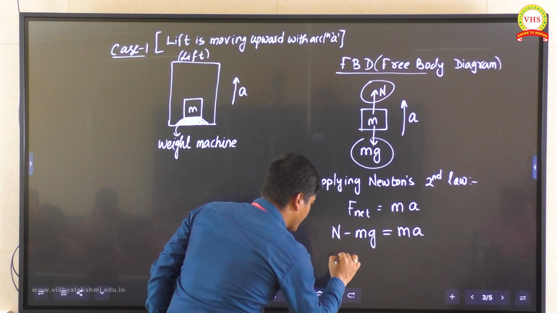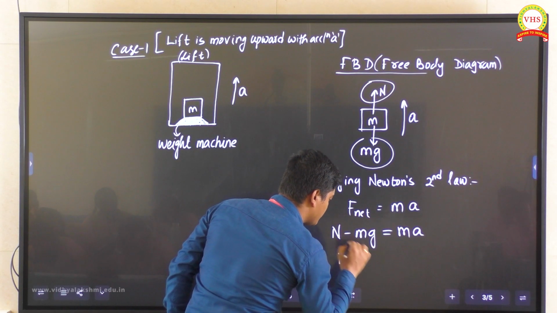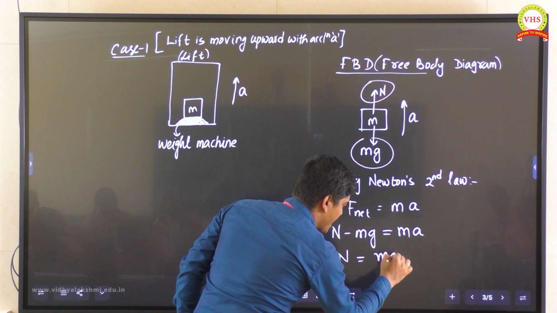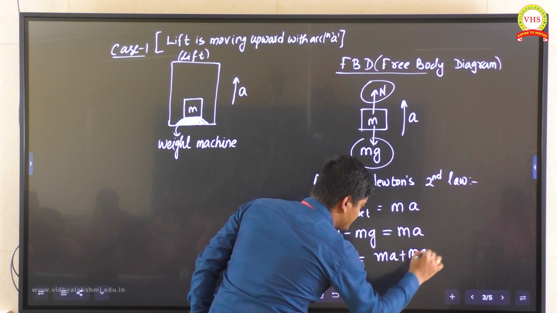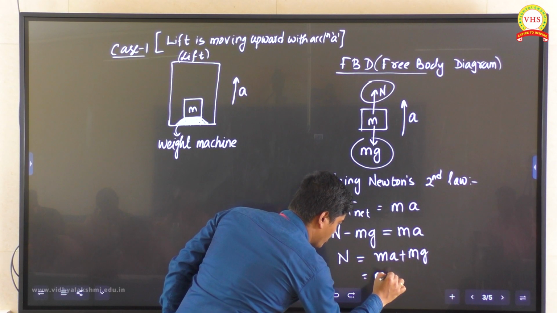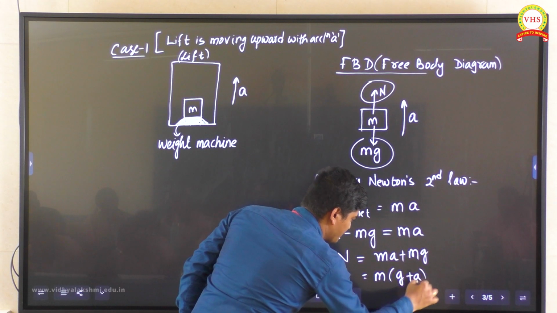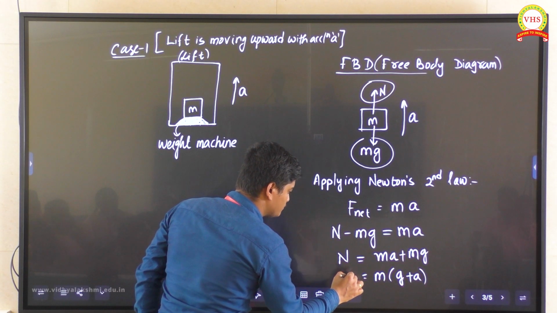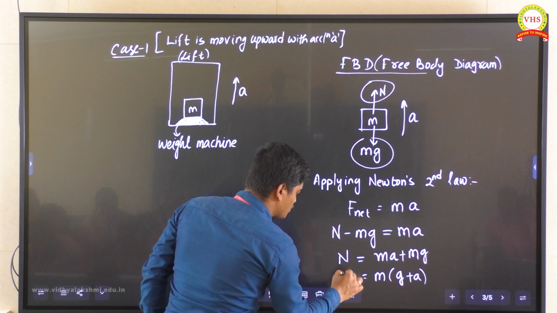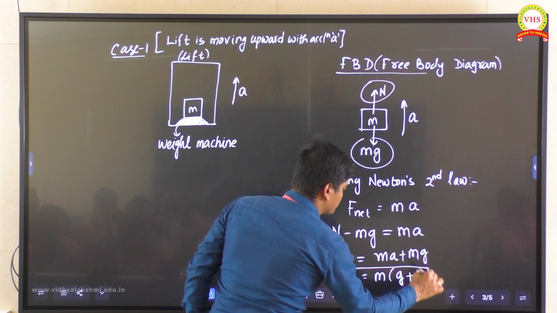Now if I want to write N here, how much will I get? Ma plus mg. Now can I take m common? So what will I write here? a plus g or g plus a. Yes or no? You can write either. So now listen to what happened.